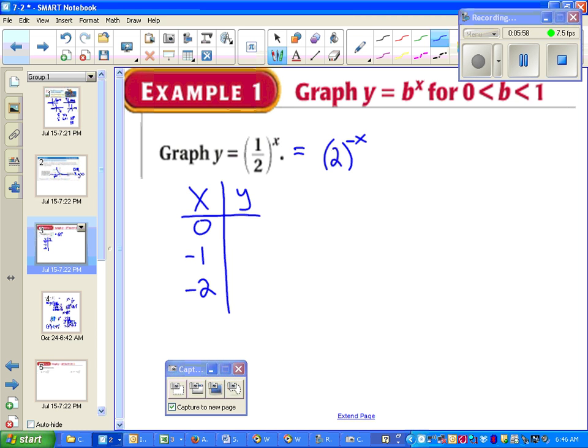Asymptote: because there was no shift, this is our parent function. Parent functions always have that y equals 0 asymptote on exponential functions. There's no shift this time, so I get to go straight to the graph.